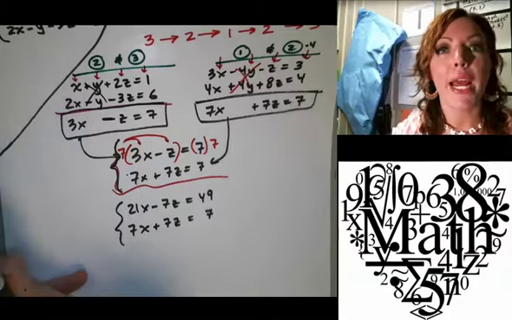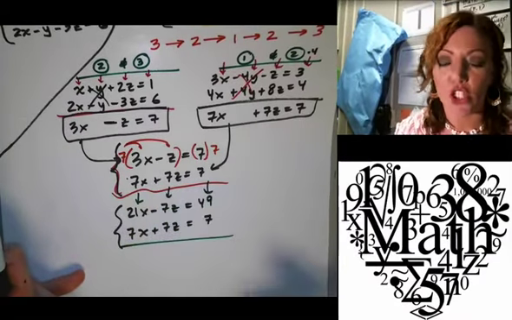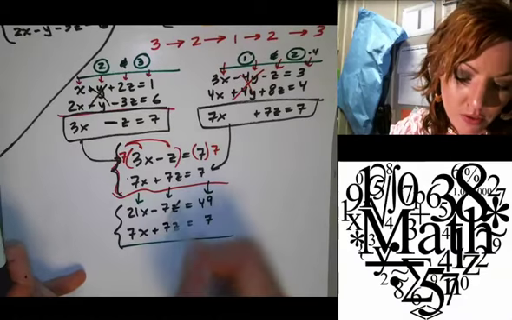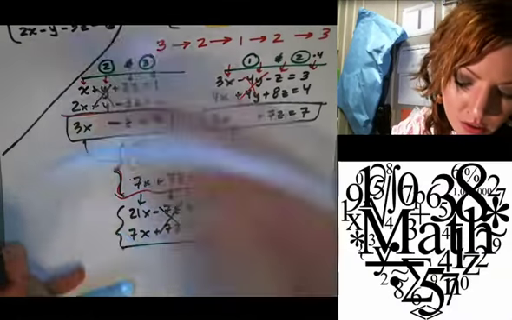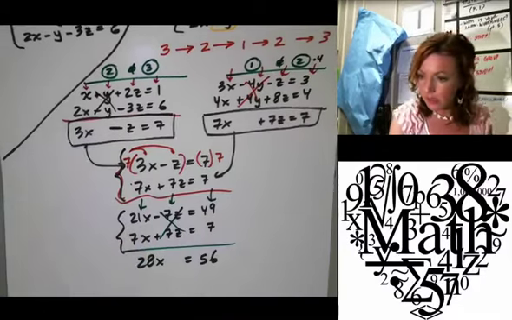All right, so what happens when I add them together? Can someone tell me what I get when I add these equations together? Jade? 28x equals 56. Excellent. Everybody give it up for Jade.